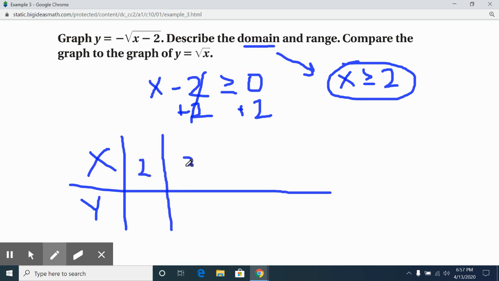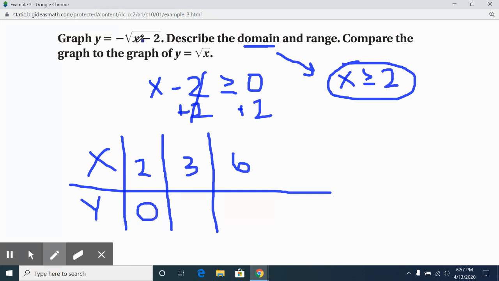I'm going to choose these specific numbers, and hopefully you'll see why. So I'm going to start with 2 and then go up from there. So 2 minus 2 gives me 0. There's no such thing as negative 0. Okay, so y is 0.